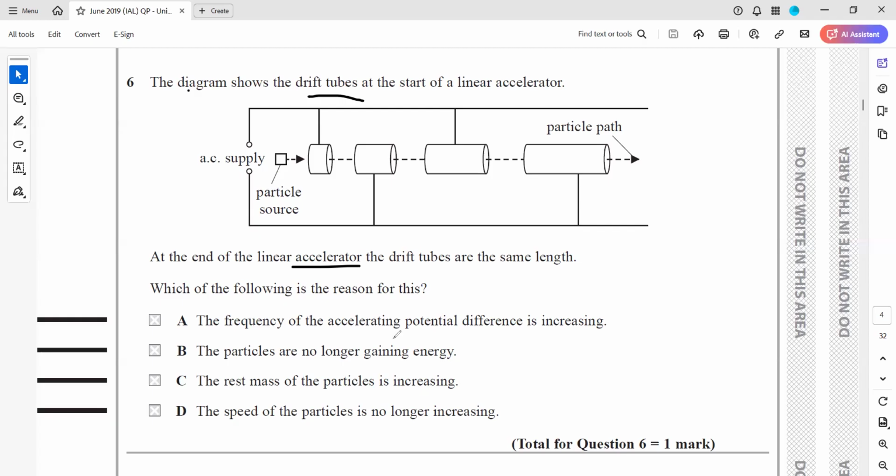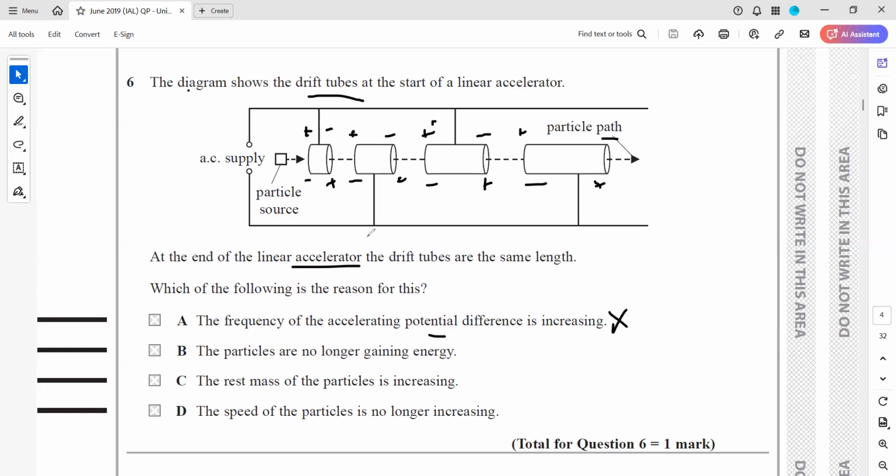Look, we don't change the accelerating frequency. What is the meaning of the term accelerating frequency? It is how much time it takes to change the poles. First this positive, negative, positive, negative, then negative, positive, negative, positive. So we apply the same potential, same frequency. It is not changing at all.